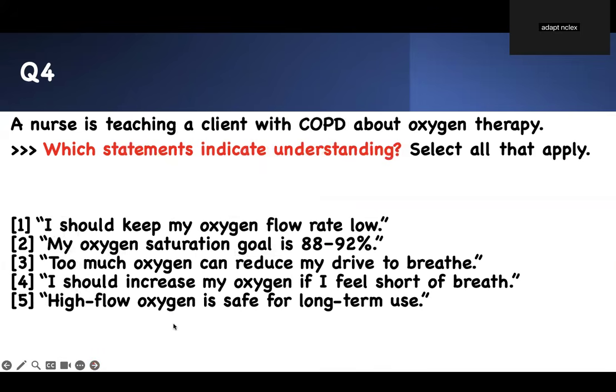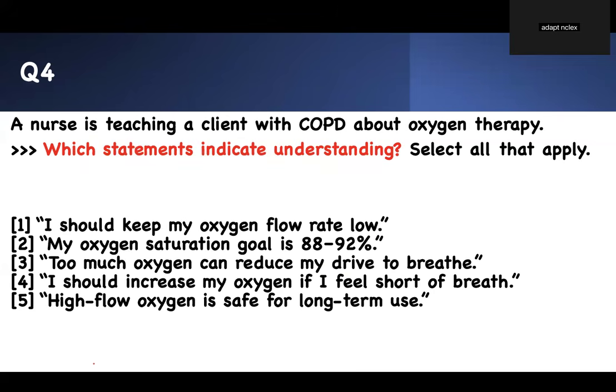And this is teaching about the disease process, select or apply: which statement indicates understanding? This is teaching the client about COPD, about oxygen therapy. Bad problem. You've got to teach them when to use oxygen, when not to. I should keep my oxygen flow rate low. Is that appropriate? My oxygen saturation goal is 88 to 92. Is that appropriate? Too much oxygen can reduce my drive to breathe. Is that appropriate?